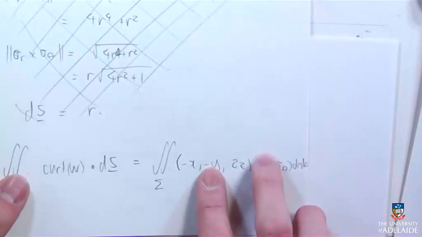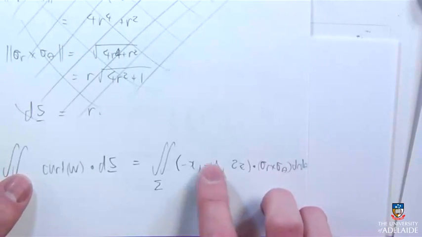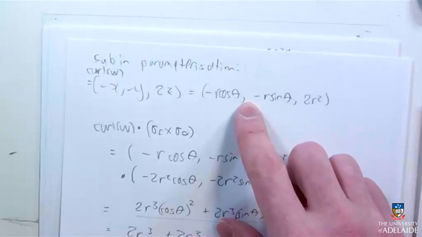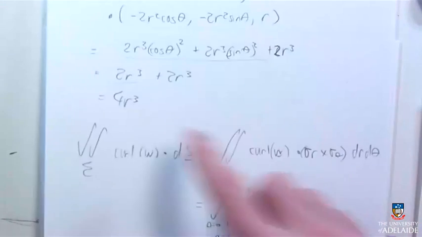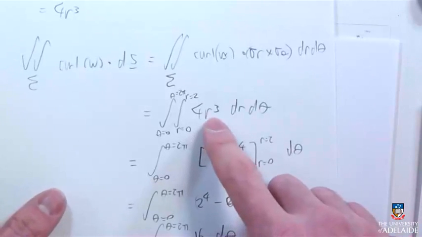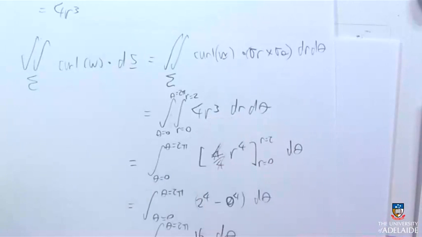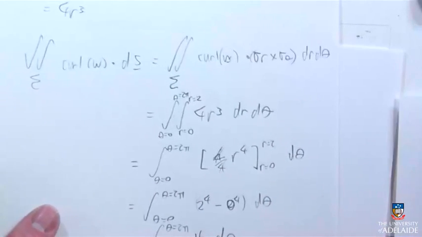And what that allowed me to do is have, so that's my curl, and that's my cross product. I had to sub in the parameterization into the function itself, and then I could do the dot product, and then I could integrate it, because by now it's a number. You can't integrate it until it's a number. Okay. Well, that was what happened with that one.